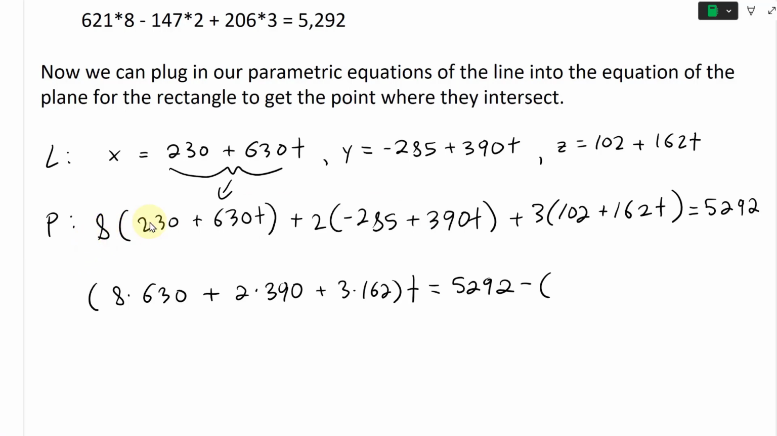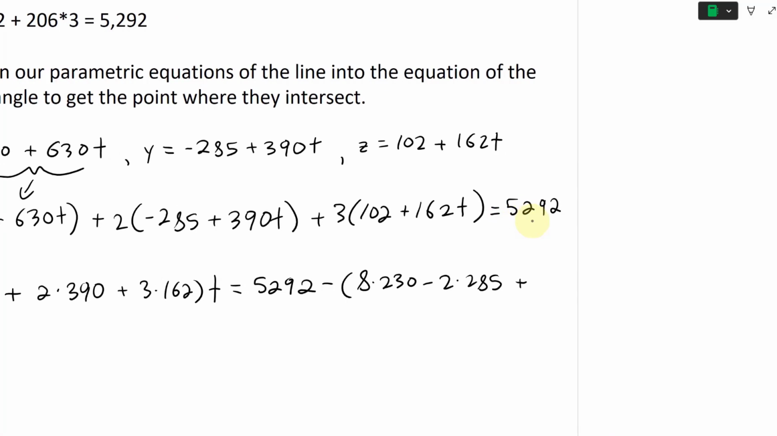So this 8 times 230, plus 2 times, this is going to be -285, so I'll just put a negative there. So the -285, and then plus 3 times 102. Put a bracket.